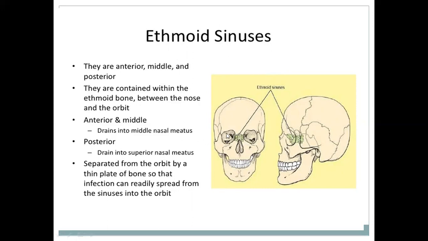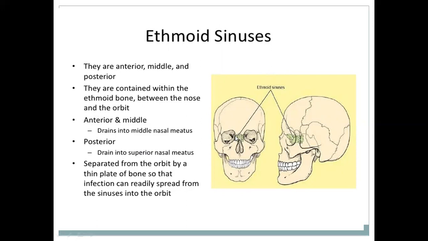Here is the small ethmoidal bone between the nose and the orbit. So this is the nose and this is the orbit. The anterior and middle ethmoidal air sinuses drain into the middle meatus. The middle ethmoidal air sinuses open at the bulla ethmoidalis of the middle meatus, and the anterior ethmoidal air cells open into the hiatus semilunaris of the middle meatus, and the posterior ethmoidal air cells drain into the superior meatus of the nose. These are separated from the orbit by a thin plate.